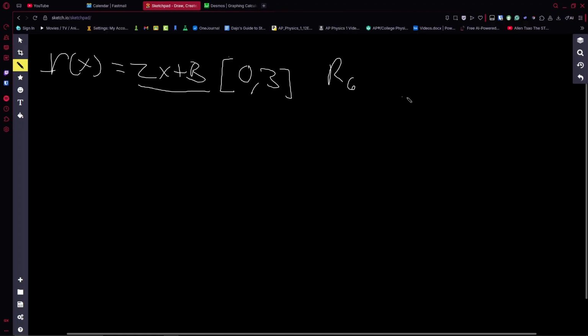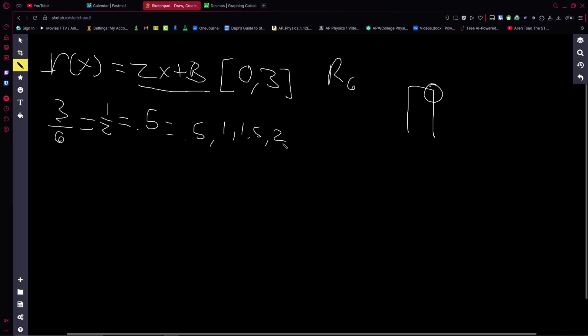on 0, 3. Now recall right here. So we need to split 0 to 3 into 6 intervals. We obviously know how to do that. It's just 3 divided by 6. Obviously, this is just 1 over 2, or 0.5. So now we know that each interval is going to be 0.5. And that gives us our x's, right? This is obviously going to give us 0.5 for x values, 1, 1.5, 2, 2.5, 3.